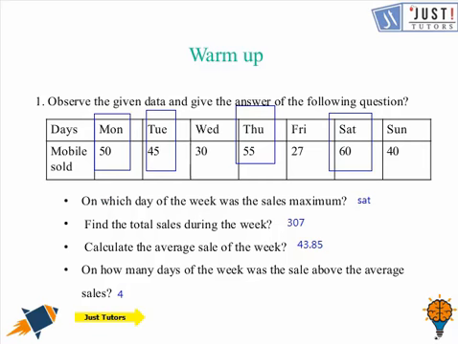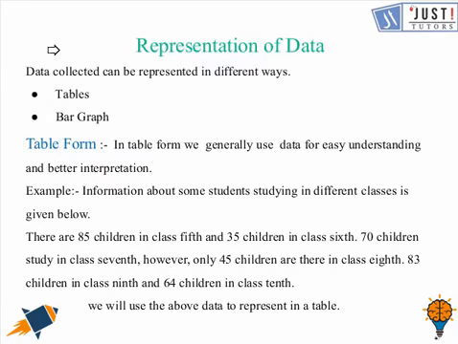Now let us move on to the topic here, which is about representation of data. Data collected can be represented in different ways and we'll be learning about the tabular form and the bar graph form. In tabular form, we generally use data for easy understanding and better interpretation. For example, information about some students studying in different classes is given below. There are 85 children in class 5th, 35 children in class 6th, 70 children study in class 7th, however, only 45 children are there in class 8th, 83 children in class 9th and 64 children in class 10th.